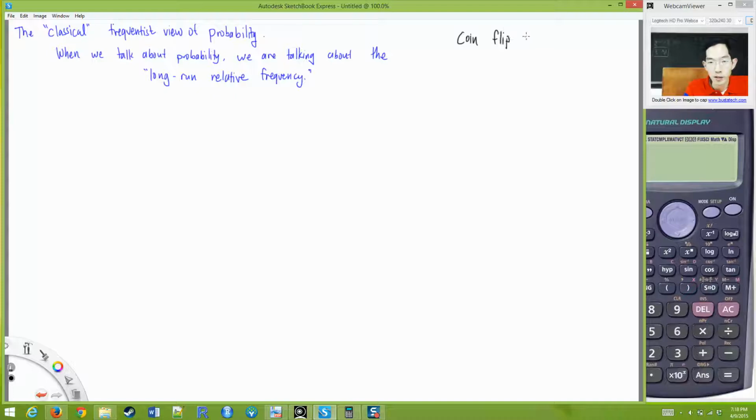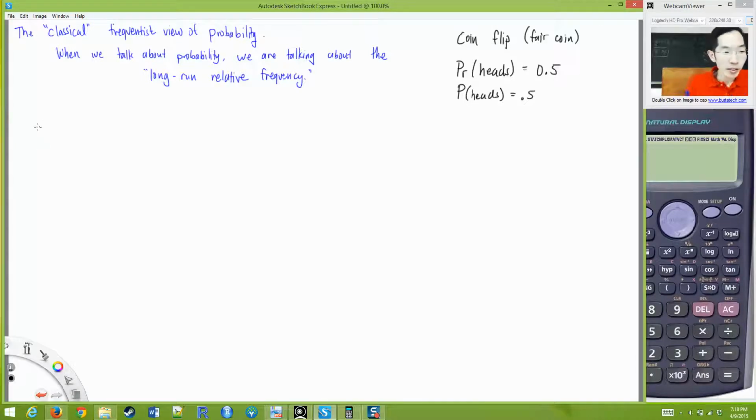Coin flip of a fair coin. And we say the probability that the coin lands heads is 0.5. Okay? So this is one way to write the statement. The probability that the coin lands heads is 0.5. Sometimes we leave out the R and it's also exactly the same. So these are interchangeable.